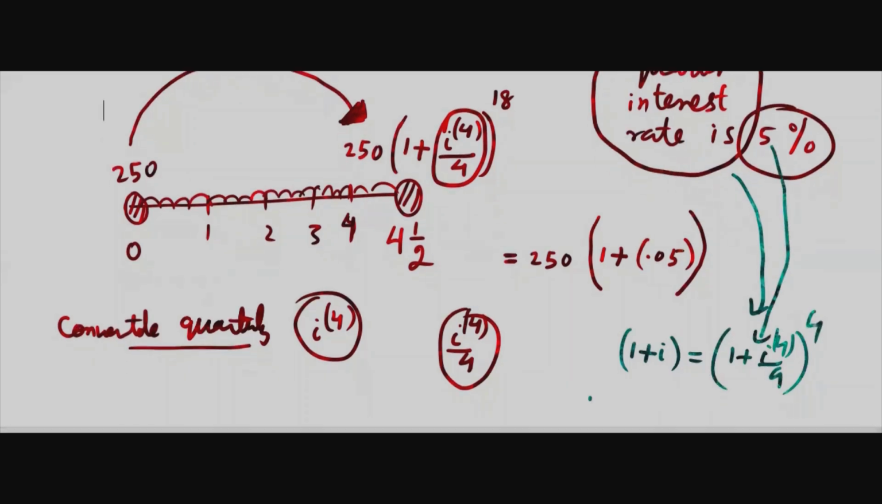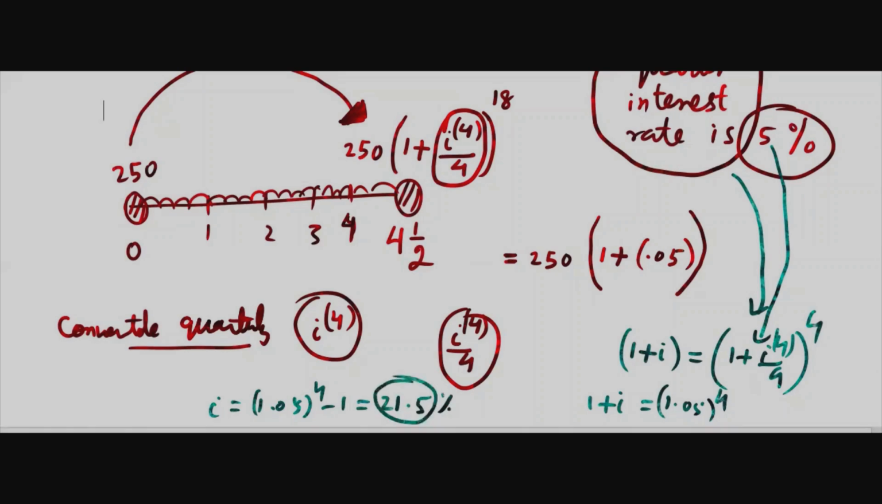So let's take what is yearly interest rate here. I4 by 4 is 5%. Okay, you solve it. 1.05 power 4 minus 1. Yes, sir. What is that? So 21.5%. Yeah, 21.5%. Okay.